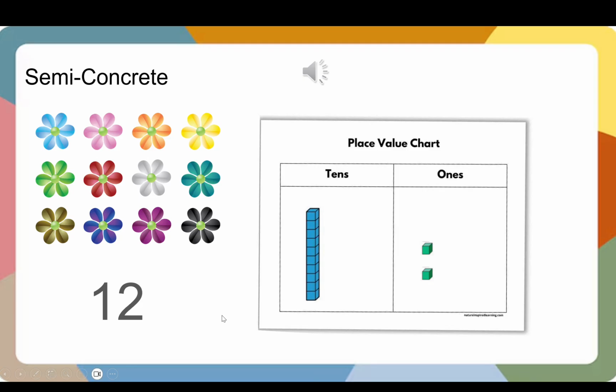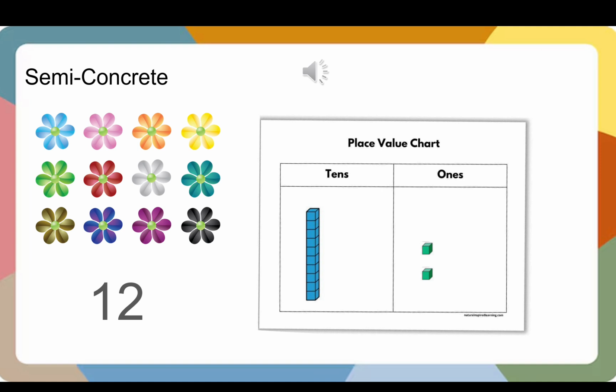In the semi-concrete section, students will be given a picture, like a group of flowers, and a number that matches how many objects are shown. They'll also receive a place value chart with 2 columns, one for tens and one for ones. Using base 10 drawings, students will show how the number is built.